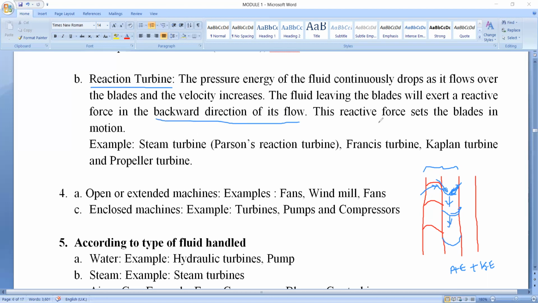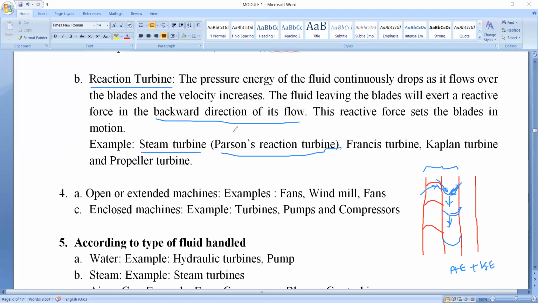Okay, so this reactive force sets a blade in motion. The best example in steam turbines is the Parsons reaction turbine. Please remember, guys, if we are dealing with the impulse type steam turbine, the De Laval turbine is the best example.